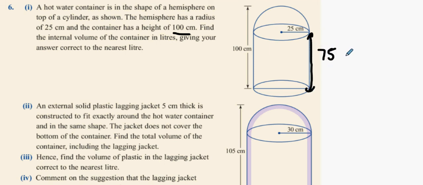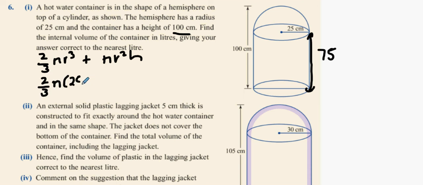Would everybody agree it's what we used last time, isn't it? 2 over 3 pi r cubed plus pi r squared h. Everybody cool with that? So, what do we get then? 2 over 3 pi times 25 to the power of 3 plus pi times radius, 25 squared times height. So what do we get there?